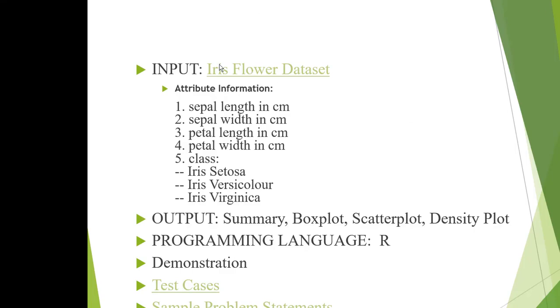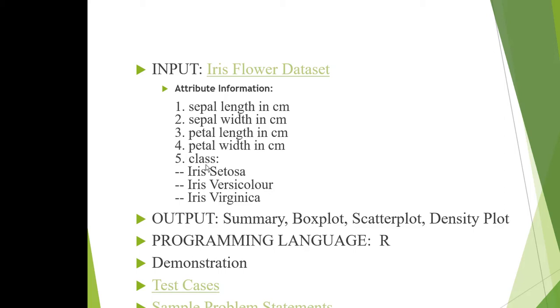So this is the attribute information related to the input, so related to data set. So sepal length in centimeter, sepal width in centimeter, petal length in centimeter, petal width in centimeter, and the fifth attribute is related to class or the species of the flower. So there are 3 categories: iris setosa, iris versicolor, iris virginica.